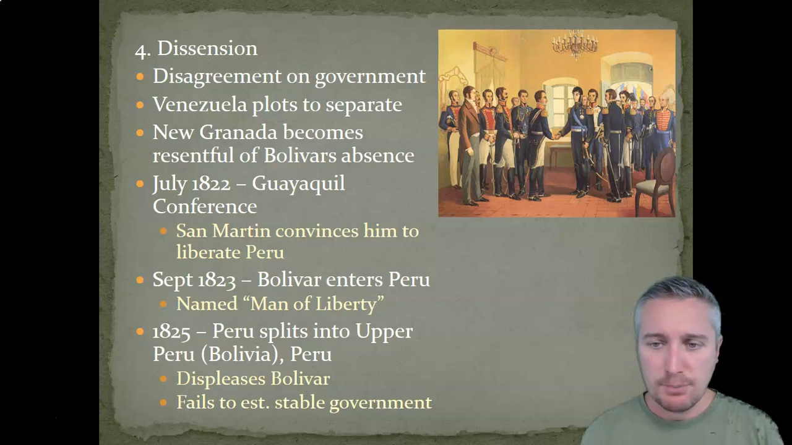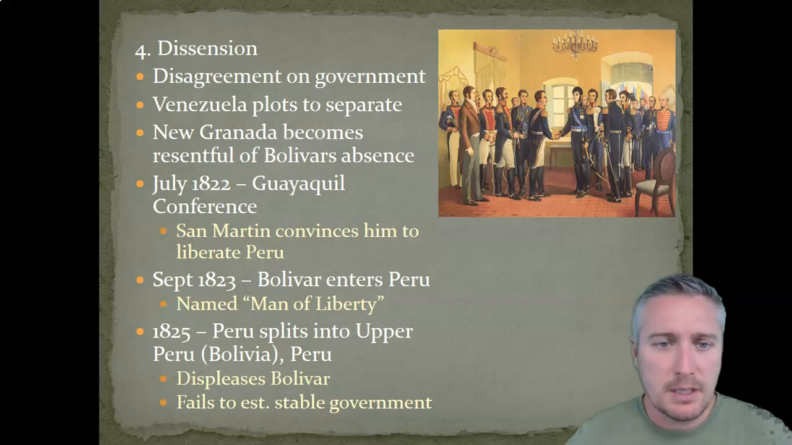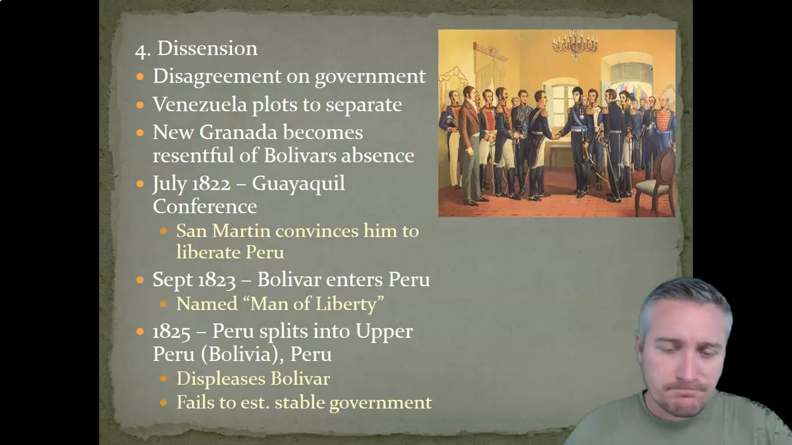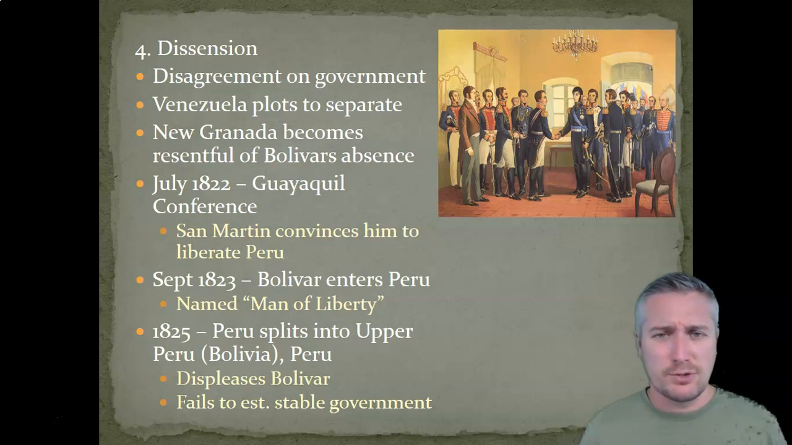And so there's a lot of dissension, and ultimately Venezuela will kind of break Bolivar's heart because they start plotting on how to separate out from Gran Colombia, and the people ultimately kind of become resentful of Bolivar being gone, especially by the time that he's meeting with San Martin in this conference, and I don't think I used the official name in the previous slide, we discussed it. This is pronounced Guayaquil, the Guayaquil conference. Bolivar agrees with San Martin to help liberate Peru, and that's not what Gran Colombia wants to hear.